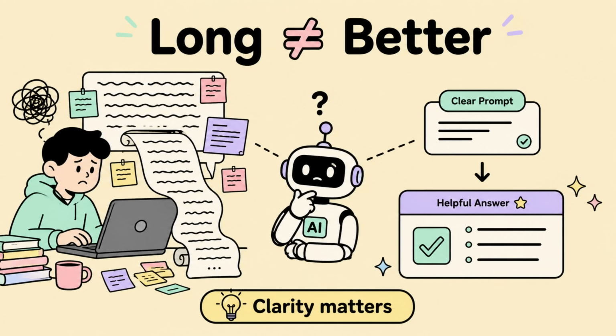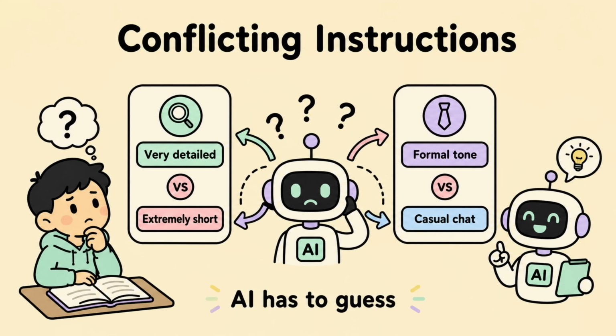Do longer prompts always give better answers? Not necessarily. A long prompt can be useful when the task needs a lot of background or several clear requirements, but when a prompt becomes too long, the main instruction can get lost. Some details may be unnecessary and some instructions may even conflict. For example, make the explanation very detailed but keep it extremely short, or use a formal academic tone but make it sound like a casual chat between friends. Now, the AI has to guess which instruction matters more.